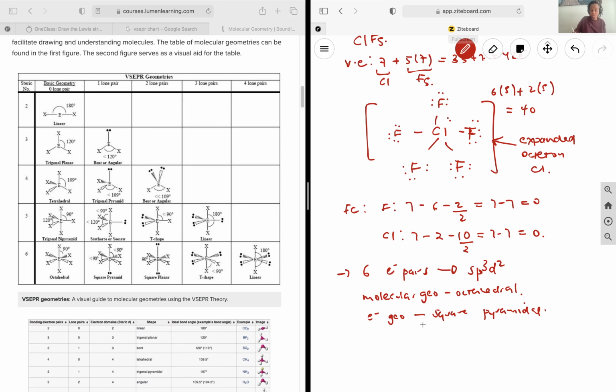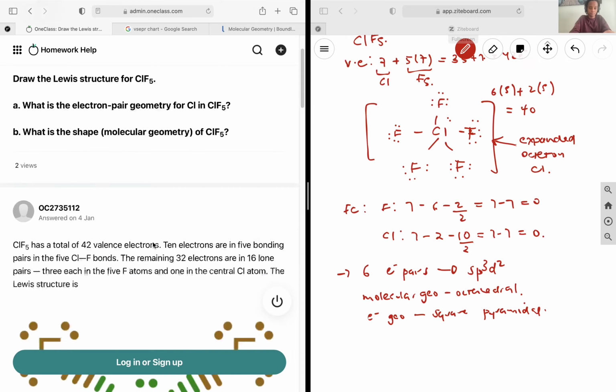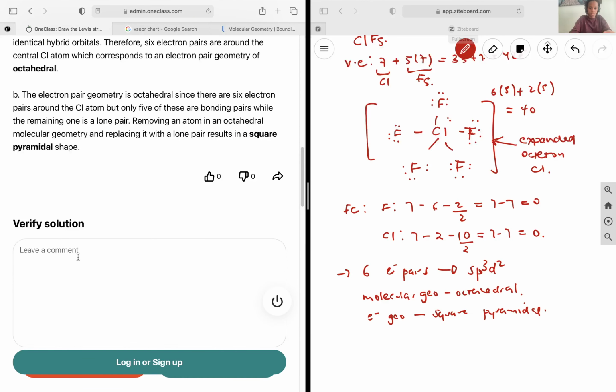And so these are our 2 answers. Molecular geometry is octahedral, electron geometry is square pyramidal. What that just means is that you have one lone pair here, and that's going to affect the other angles, making them a little under 90 degrees rather than the optimized 90 degrees in the octahedral shape, just because of the lack of symmetry in the electron repulsion. And so those are our 2 final answers.